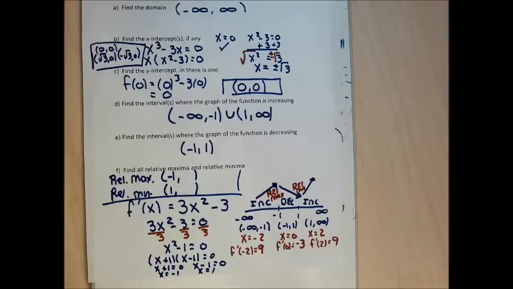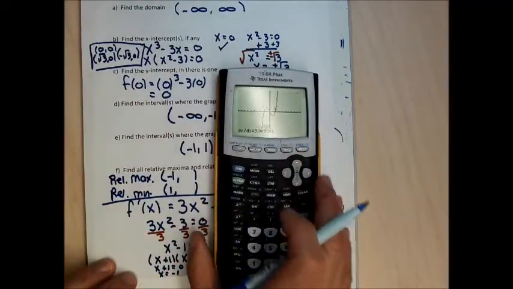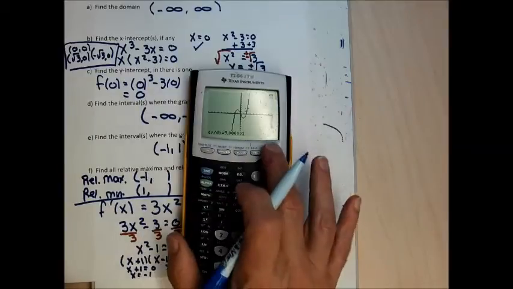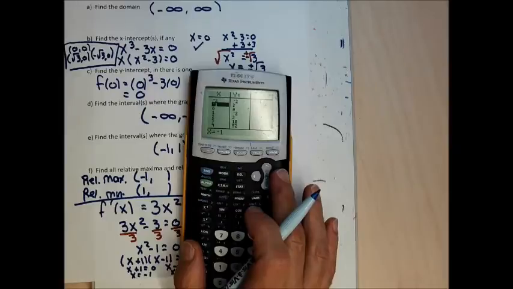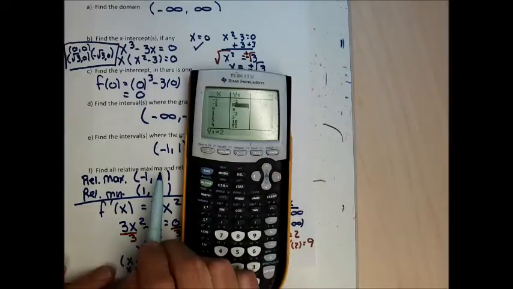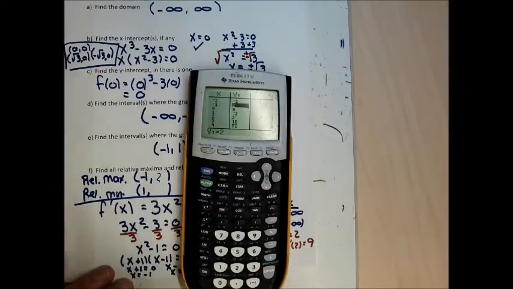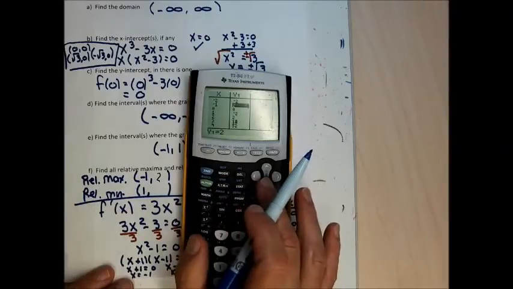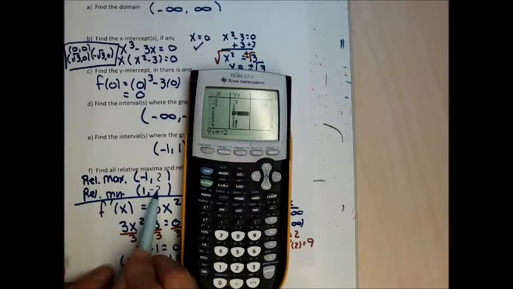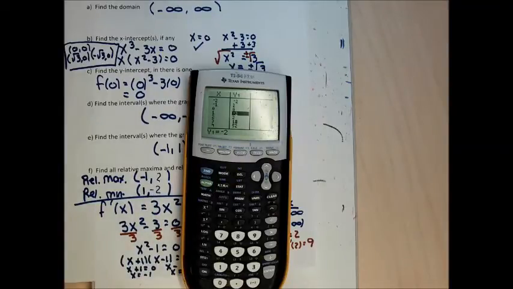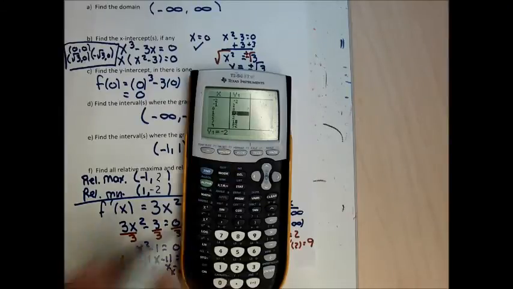Because this is such a nice function, I can cheat to get the y coordinates by using the table on my calculator. So let me just sneak at the table by going second table. The table shows y coordinates next to x coordinates. So the y coordinate next to -1 is y equal 2. That's going to finish up my relative maximum. And the y coordinate next to +1 is -2. That's going to finish up my relative minimum. Done with part F.